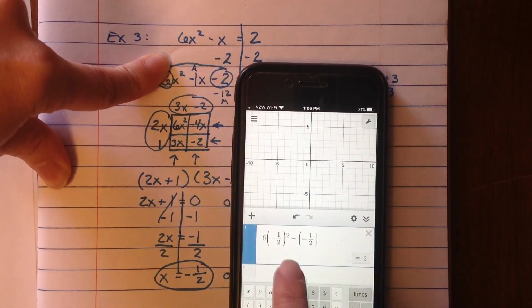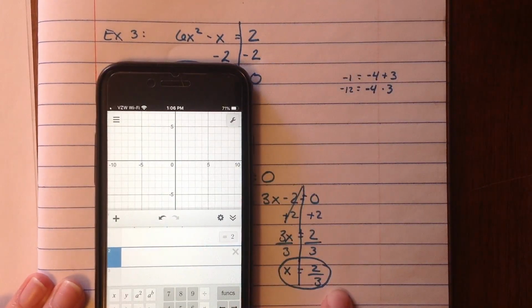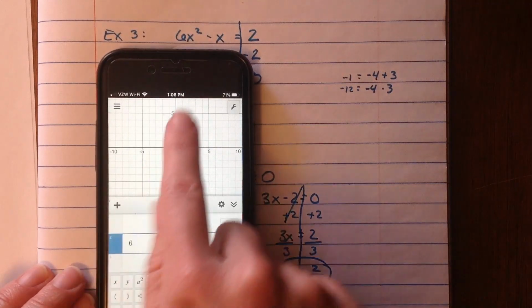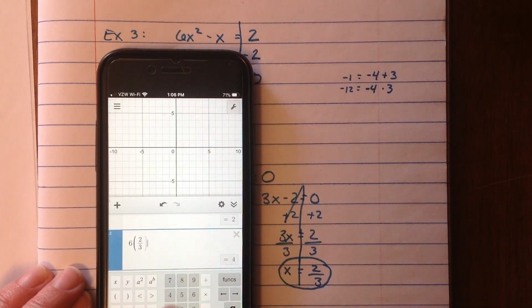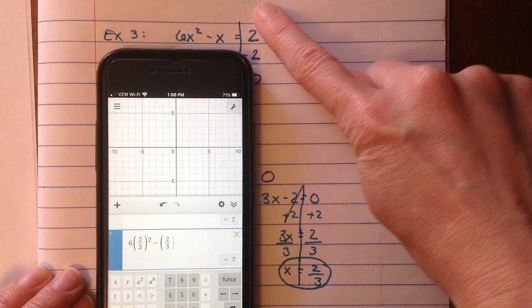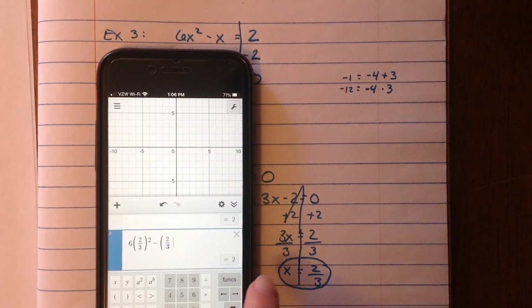And so that works. And then I'm going to type it in one more time with my second answer, which was 2/3. And so my original equation is 6 from up here. 6 times, second answer I said was 2/3. So x is being squared minus another x, and I said x was 2/3, and that should also be equal to 2. And so both of my answers check out, and we're good to go.